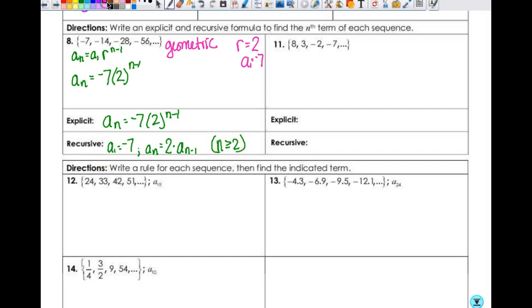All right, so let's look at this next one. Looks like I am subtracting 5, and then subtracting 5, and then subtracting 5. So that means this one's going to be arithmetic.